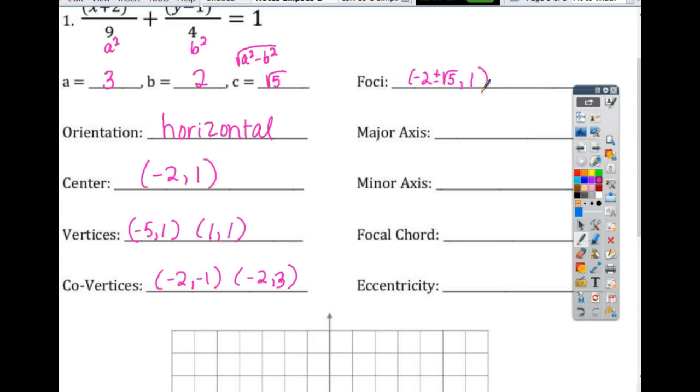So my major axis, how long? Oh, crap. Stop talking like so dramatic.